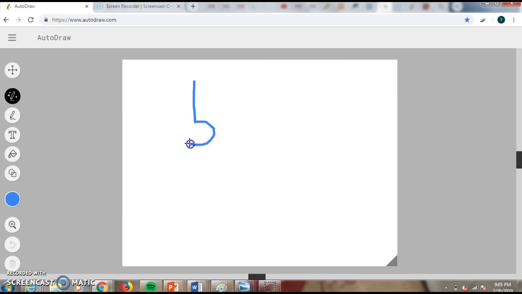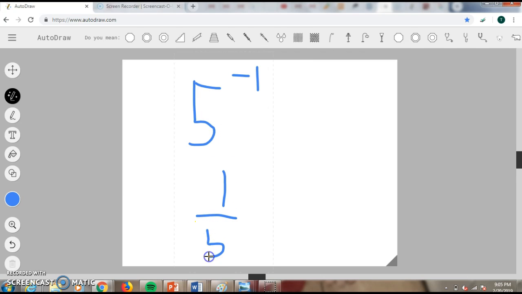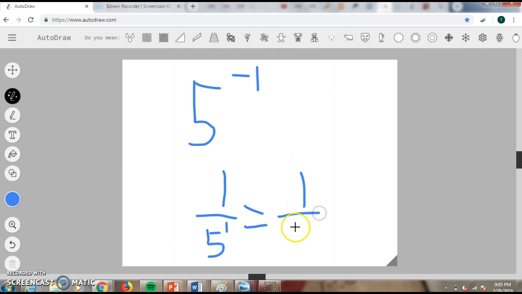Next one, 5 to the power of negative 1. So once again, if there's a negative exponent, turn it into a fraction. This would be 1 over 5 to the power of 1, which would just be 1 over 5, because 5 to the power of 1 is just 5.